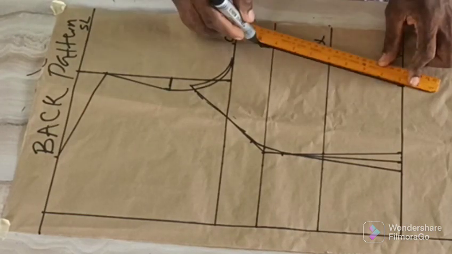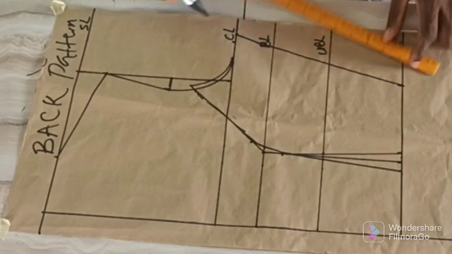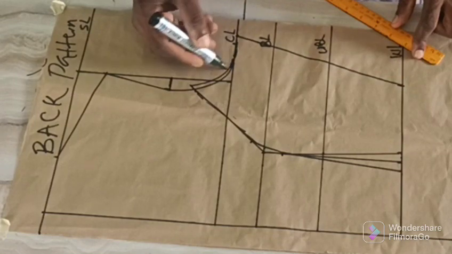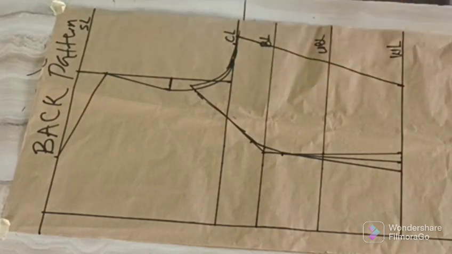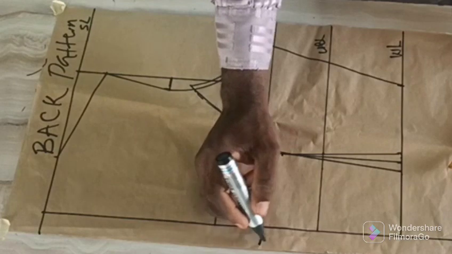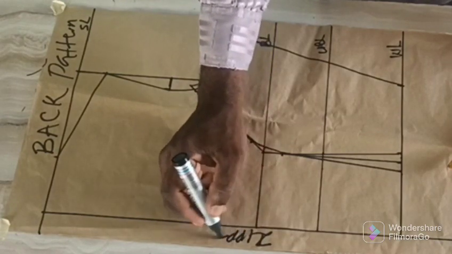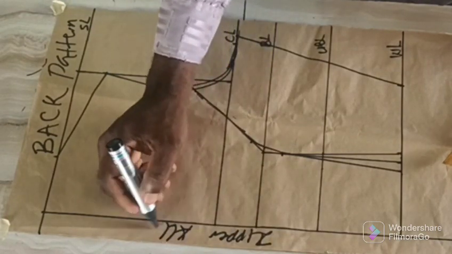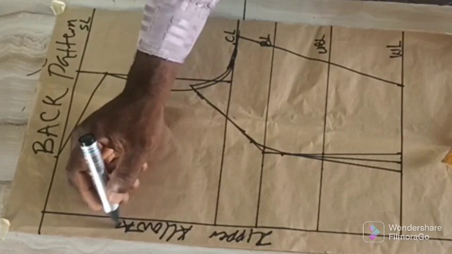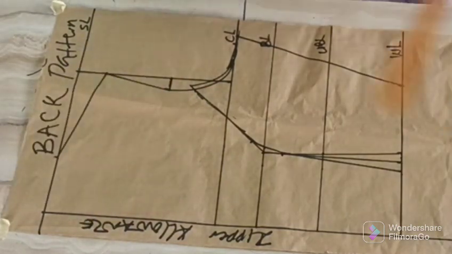So we've come to the end of this particular video. As you can see, we've gotten our front pattern, and we've gotten our back pattern. This spacing here is for zipper allowance. You know that you're going to be cutting most of your clothes on fold.